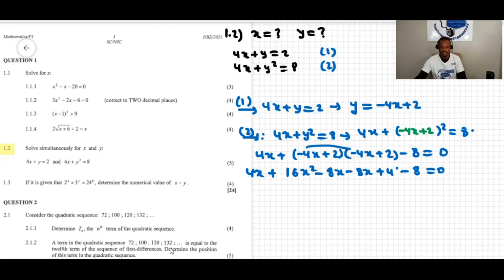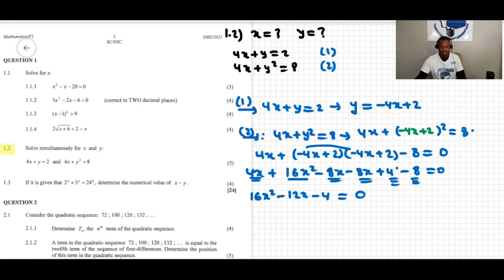Now we can simplify by combining like terms. We have 16x squared. And then we have 4x and negative 8x and negative 8x, all together making negative 12x. And then 4 and negative 8 make negative 4, equal to 0.